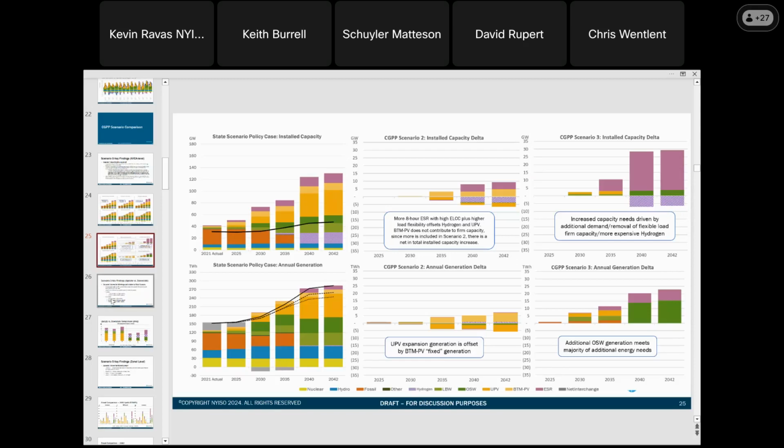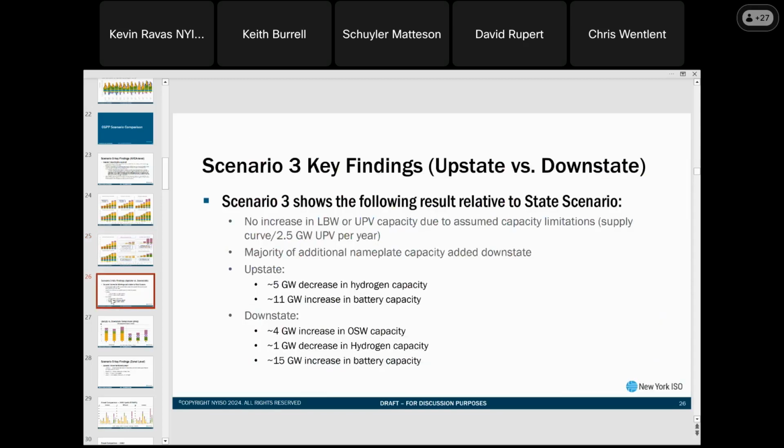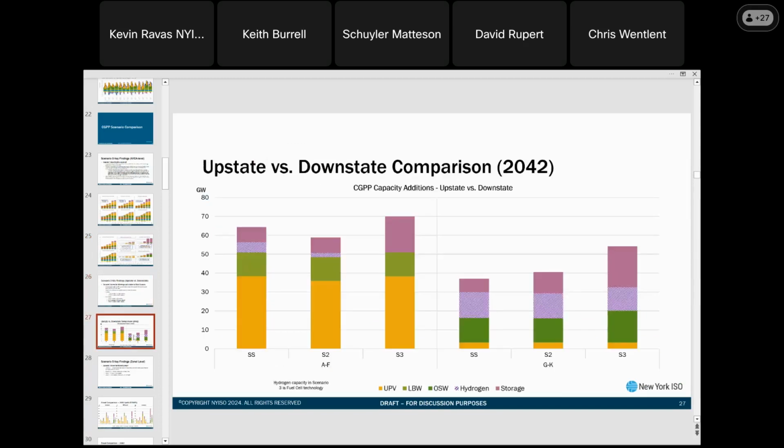And when we look at that from, getting into zonal and regional comparisons from an upstate versus downstate perspective, again, don't want to be too repetitive, but we're not seeing any increase in land-based wind UPV. And the majority of the additional nameplate capacity is added downstate. And we have the varying amounts up or down listed here. But I'll just get into the chart.